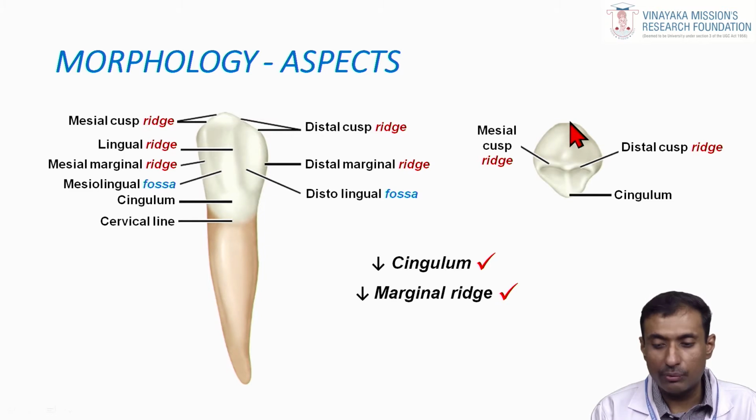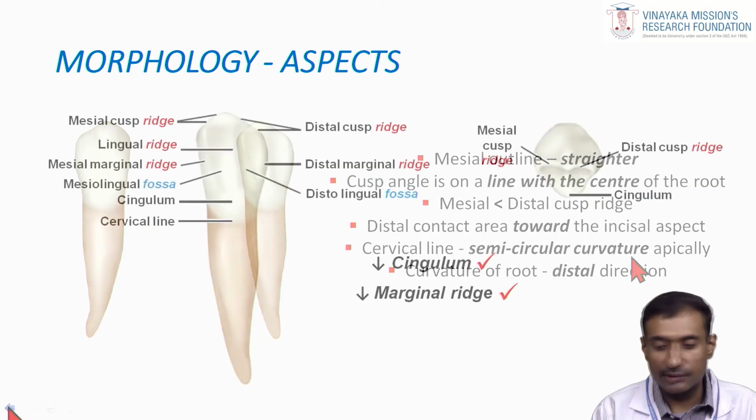If we were to observe the same tooth from the occlusal aspect, we can appreciate the mesial cuspal ridge, the distal cuspal ridge, and the comparatively less pronounced cingulum.